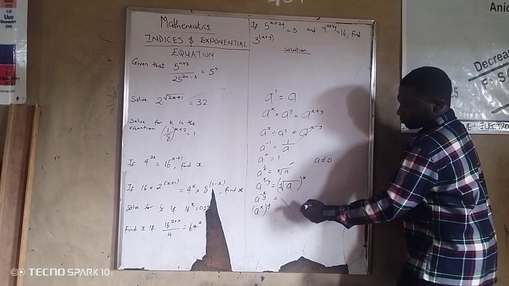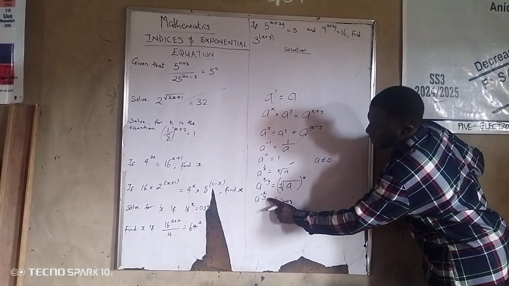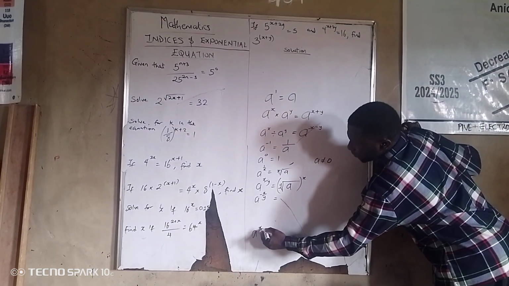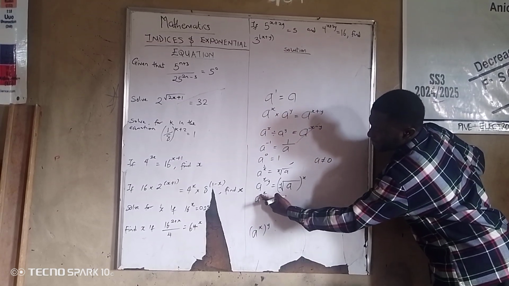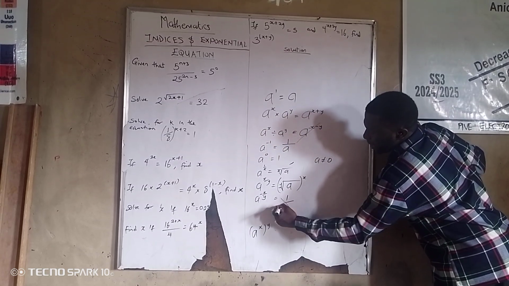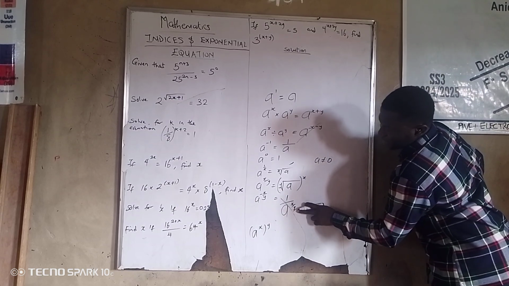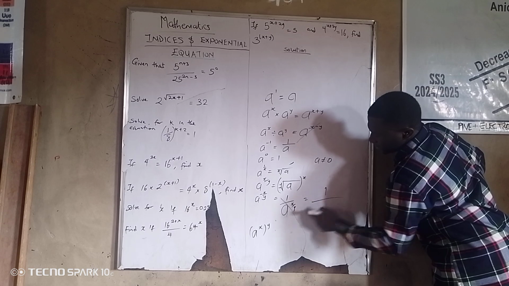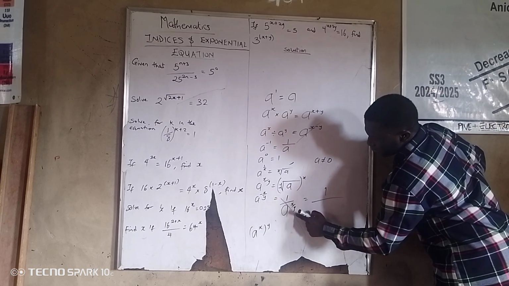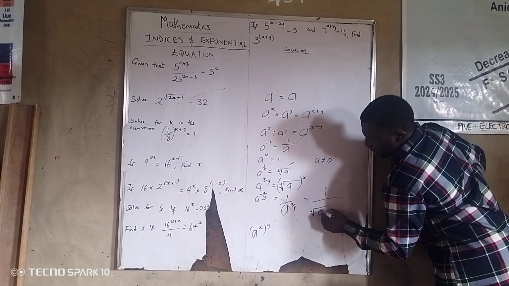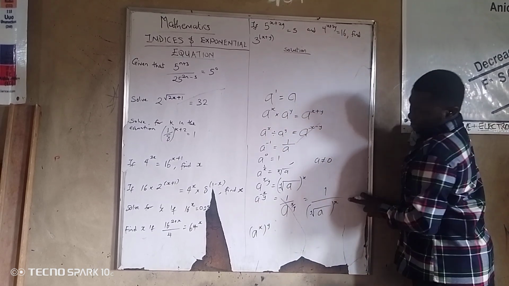Now for this one, let me put that one down so that you don't forget it. The minus here will make this turn to 1 over a to the power x over y. Now this itself means what? This denominator here is just like this, and it means that y will be the root, a will be in the root, x will be the power. So that's what this is.